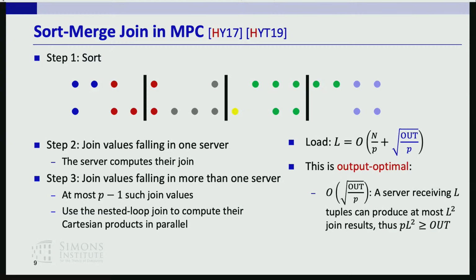And also, this algorithm is already output optimal with the load complexity in this form. I won't go into the details, but this is a very small example to show how to deal with data skew.